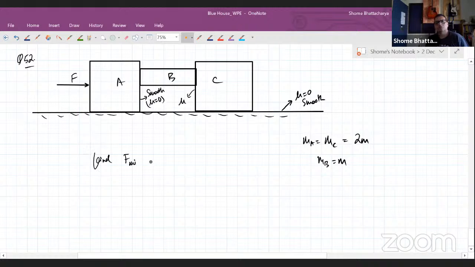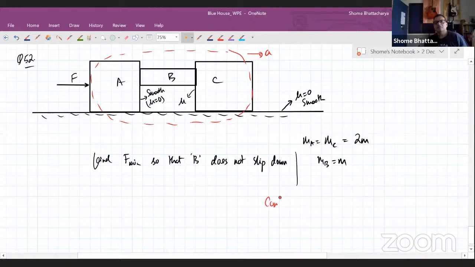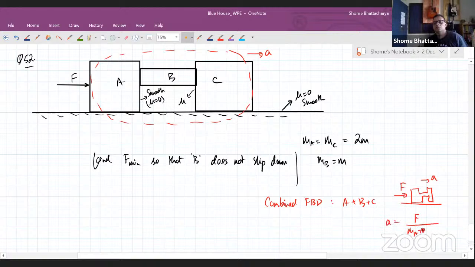Find minimum force so that B does not slip down. If B does not slip down, this whole system should have a common acceleration of a. So for the combined free body diagram of A plus B plus C, you can see that this whole object has only one horizontal force. So a will become F upon total mass, that will become F upon 5m.